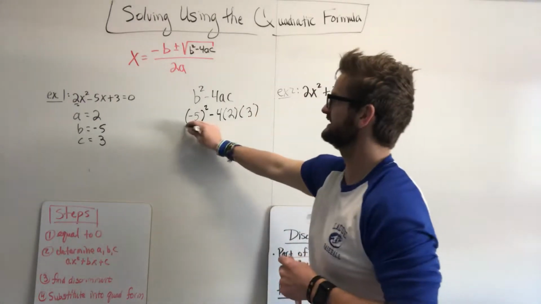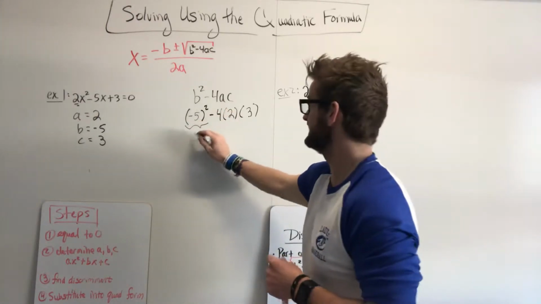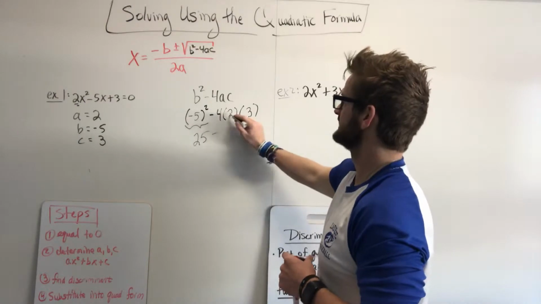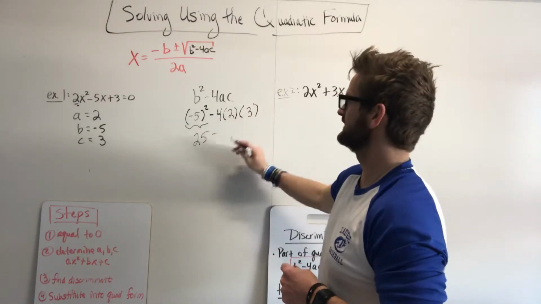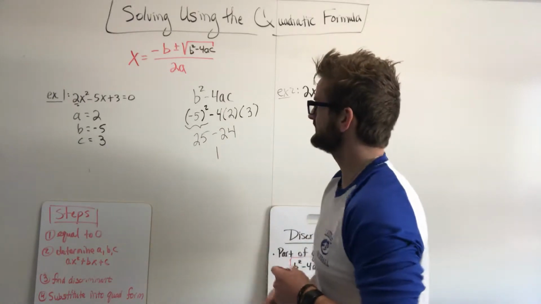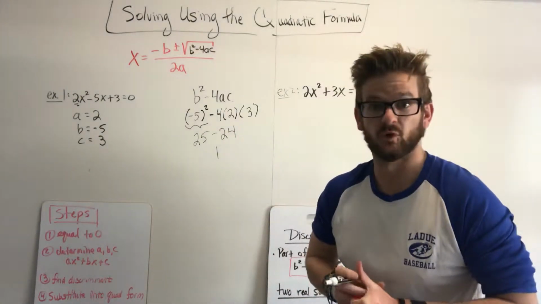Now I'm going to simplify this down. Negative 5 times negative 5 is 25. Minus, it's negative 4 times 2 times 3. When you multiply those together, you get 24. So we find our discriminant to be 1.